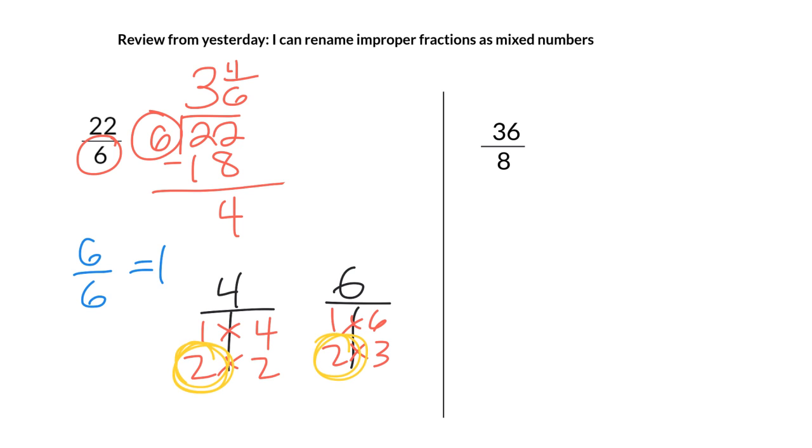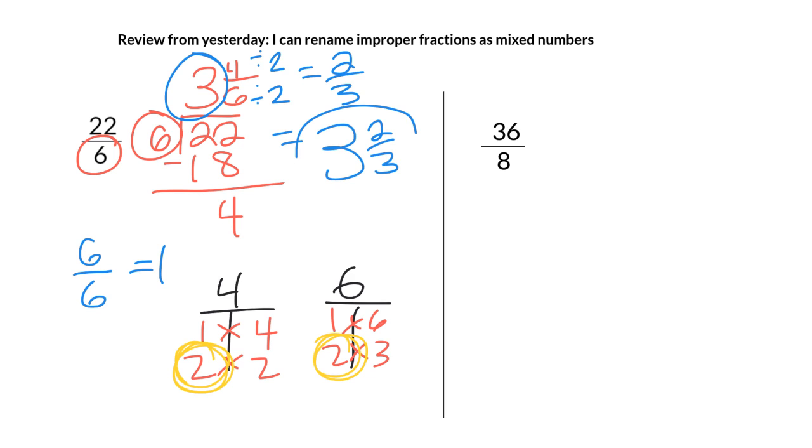So what we can do is divide each our denominator of 6 and our numerator of 4 by 2. We will get 2/3. Remember to keep this whole number part. So I'm going to rewrite this one more time as 3 and 2/3. There's our final answer, a mixed number that is equivalent to 22/6.